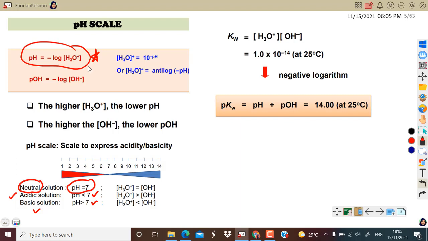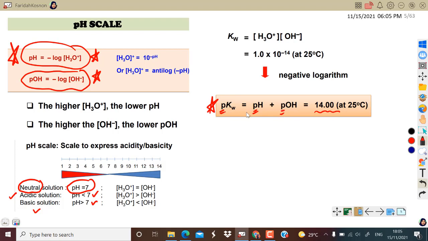Okay, alright. Dan kita juga boleh relate dengan pOH. Okay, pOH ni adalah negative log concentration of hydroxide ion. Tapi kalau kita nak tahu acidity or basicity, kita memang akan tengok kepada pH. And the relationship between Kw, pH and pOH adalah pKw equals to pH plus pOH, which is equals to 14.00. So, p kat sini merujuk kepada negative log.